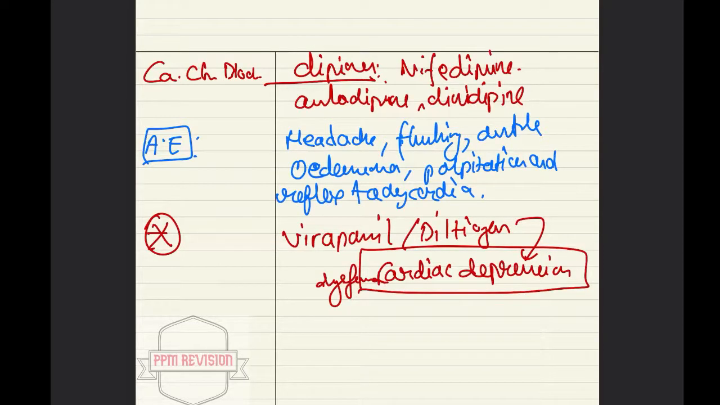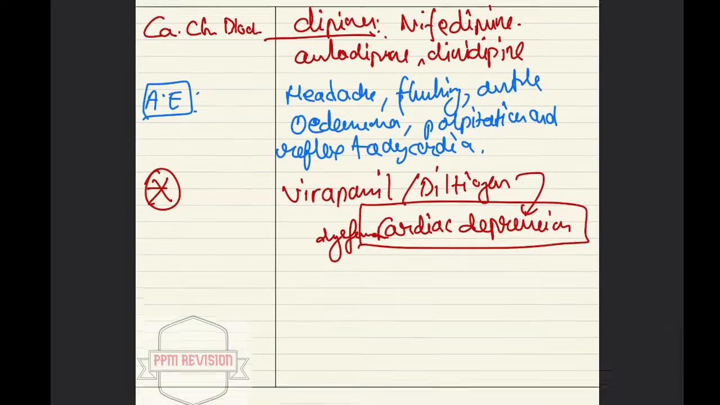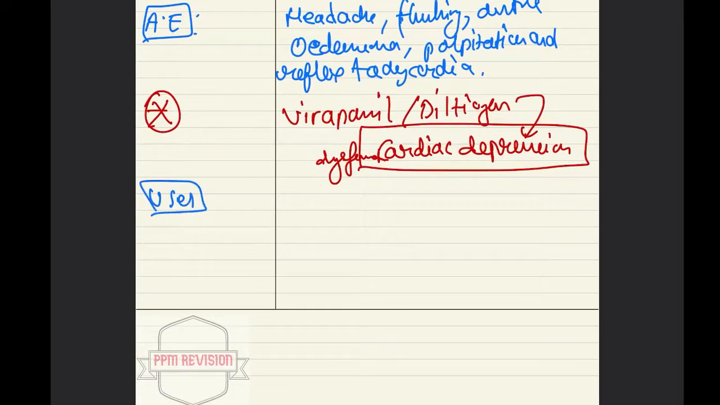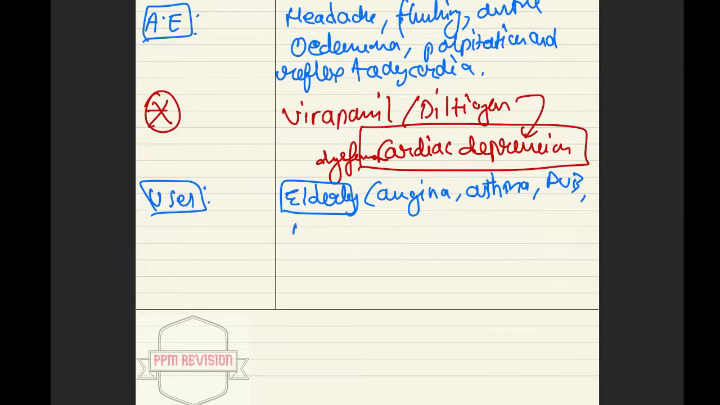Okay. Now another important point is the use, where it is mainly used. It is mostly recommended in case of elderly patients. In case of elderly with angina, asthma, as well as peripheral vascular disease, and also migraine, hyperlipidemia, diabetes, as well as renal dysfunction.